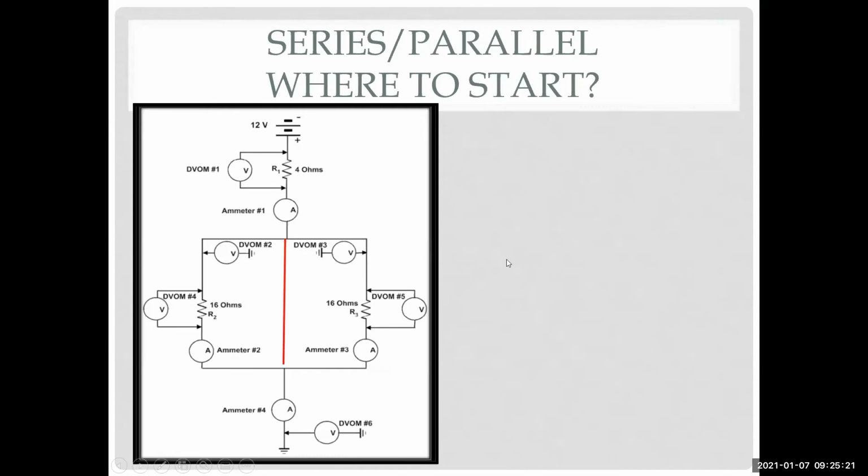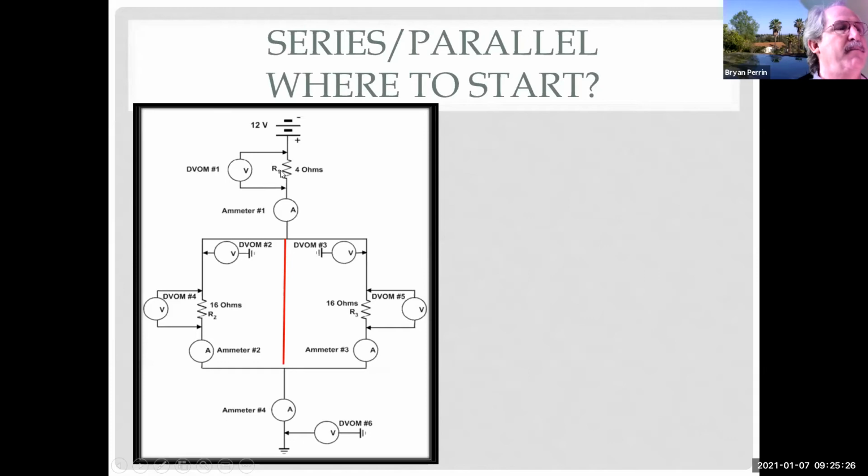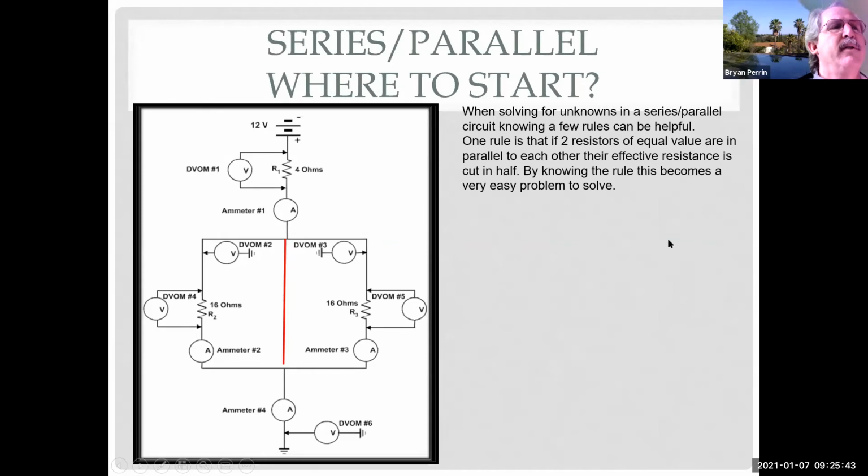So now, this is a series parallel circuit. So I have resistance up here, I have resistance here, and I have resistance here. The red line I superimposed, I meant to have timing in it, and I didn't get it right. So when solving for unknowns in a series parallel circuit, knowing a few rules can be helpful. One rule is that if two resistors of equal value are in parallel to each other, their effective resistance is cut in half. By knowing this rule, this becomes an easy problem to solve.